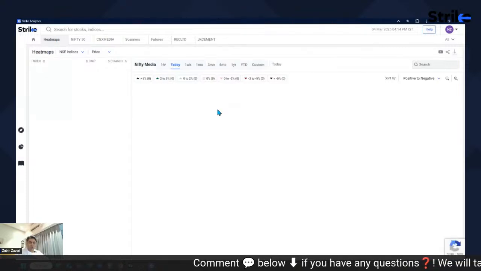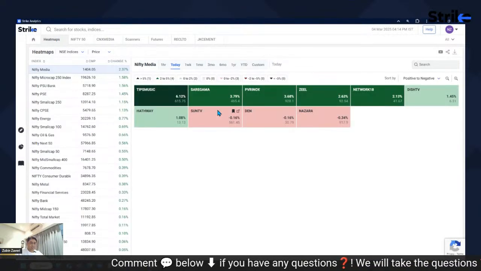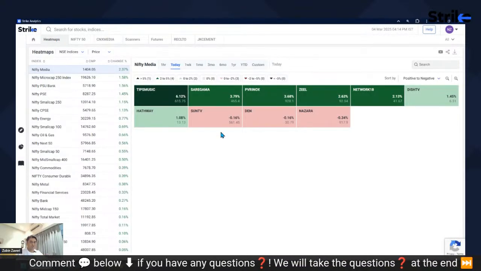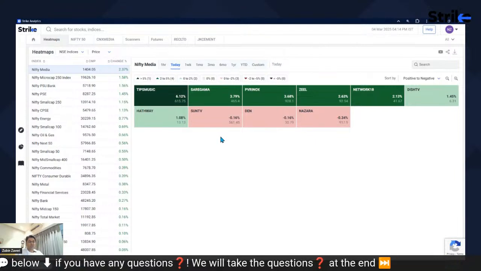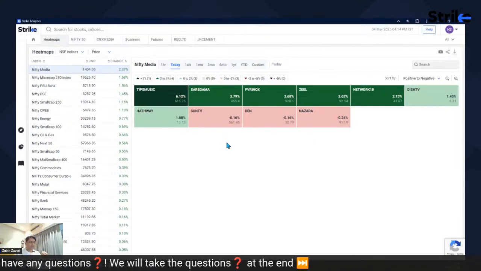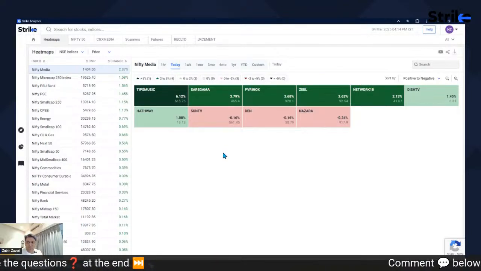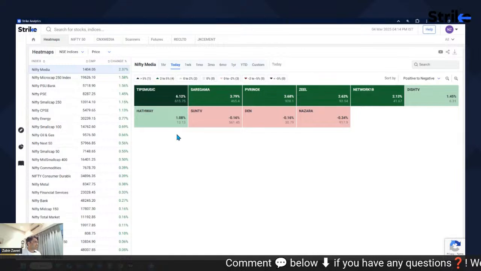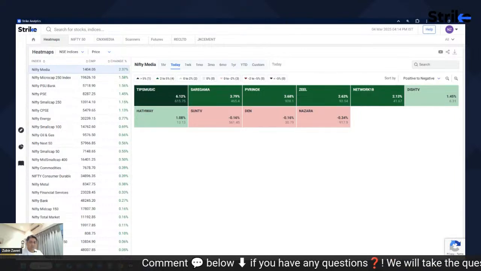All right, and also one more thing, I know that in this heat maps section there is a lot of data over here, so it's right now taking a little bit more time to load, but believe me, the team is working on it, and very soon it will be seamless.